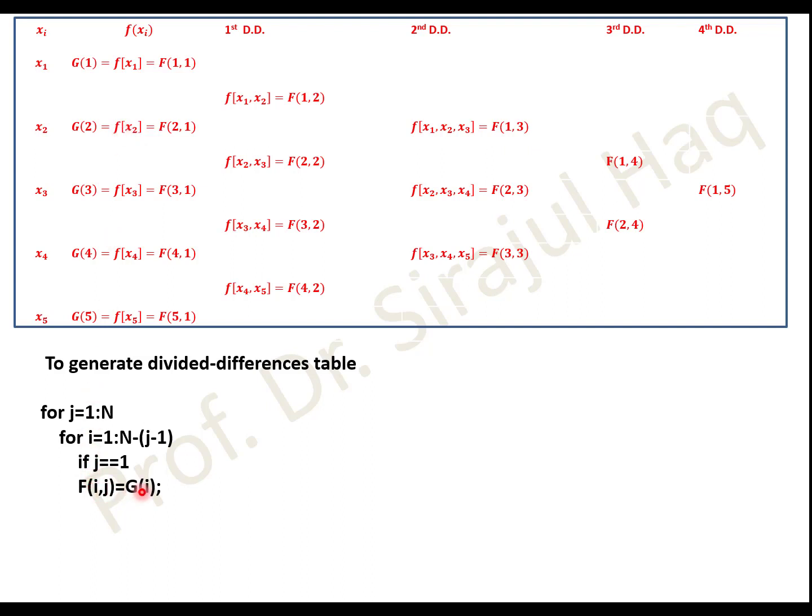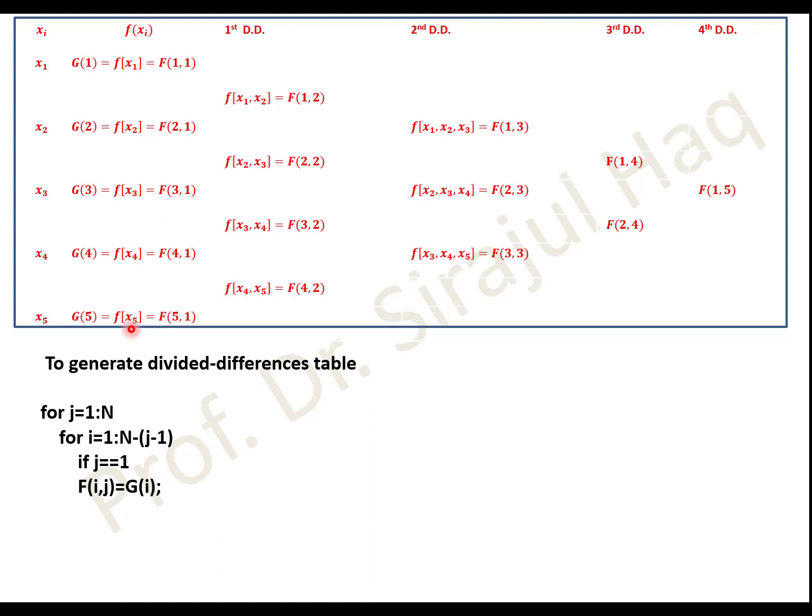F of 3, 1 is equal to g of 3. G of 3 is equal to f of x3. You can see here. F of 4, 1 is equal to g of 4, and g of 4 is the value of the function at x is equal to x4. And similarly, f of 5, 1 is equal to g of 5, and g of 5 is equal to f of x5.